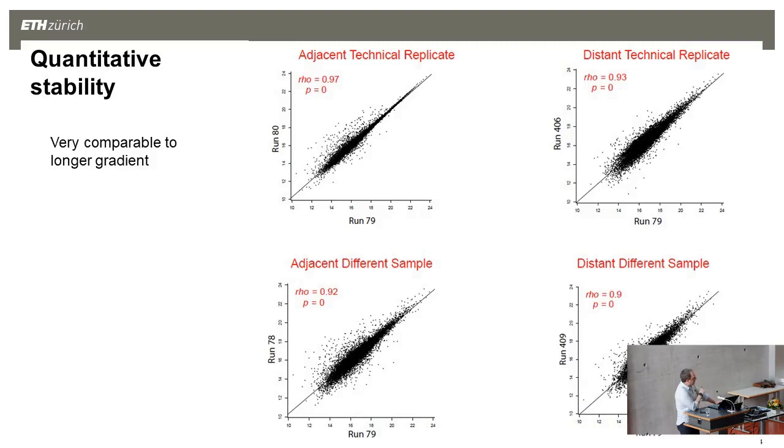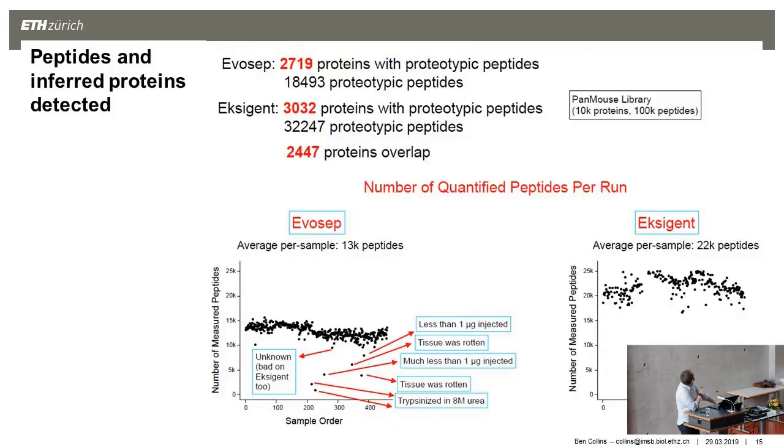What about the numbers of peptides and inferred proteins that we can detect? On the Evosep, we had essentially 2,800 proteins using proteotypic peptides. On the longer gradient, that was more like 3,000. So that number is not very different. The peptide number is different, right? We go from 18,000 to 32,000, and there's a relatively large overlap in these.